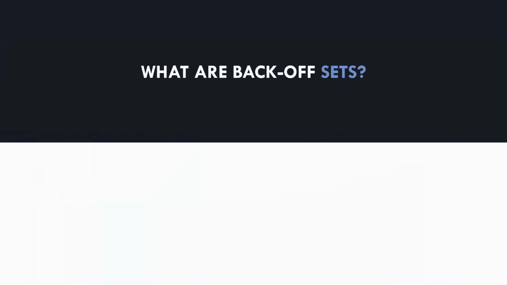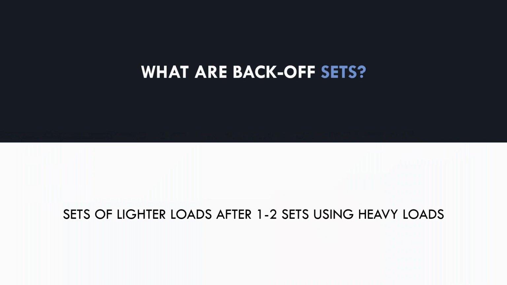Now that we understand the fundamental components of strength, we can explore what back offsets are. Back offsets are essentially when a trainee uses lighter loads for a particular strength lift after performing 1 or 2 sets with a heavier load. For example, a trainee may work up to a heavy set of squats for 150 kilos for 3 reps. Then they may perform 3 additional sets of squats with a load of 130 kilos. So these additional sets with a lighter load are the back offsets.